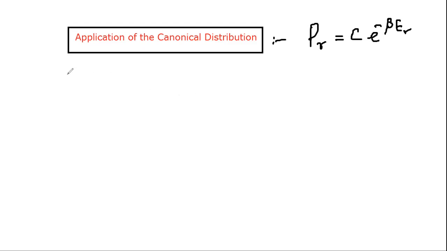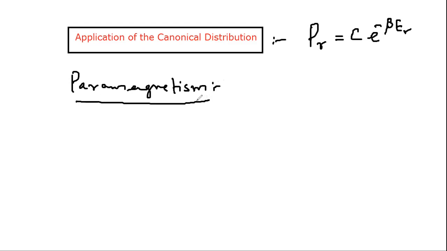paramagnetism. Let me write here paramagnetism. We will see that making use of canonical distribution, we can obtain the results which we already know from our previous classes pertaining to this phenomenon of paramagnetism.